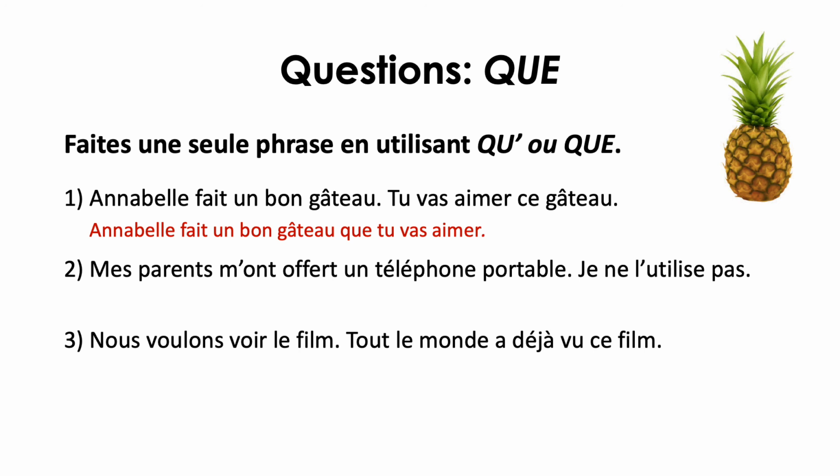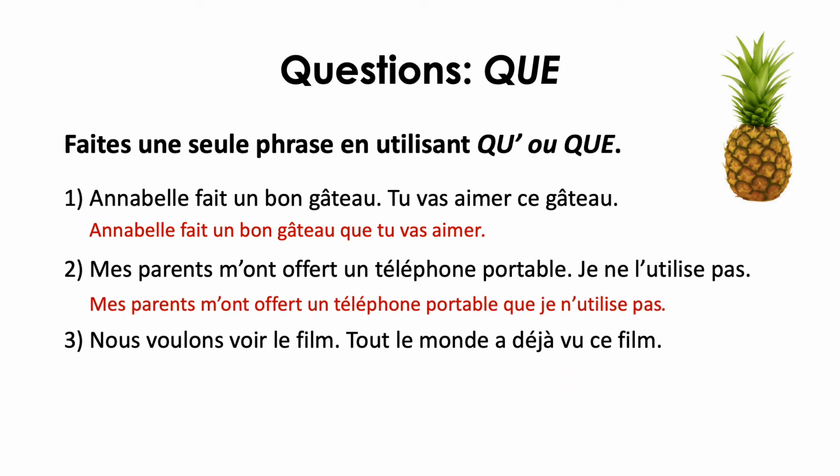All right, let's correct 2 and 3 now. So 2. Mes parents m'ont offert un téléphone portable. Je ne l'utilise pas. My parents have given me a mobile phone. I don't use it. Now, it here is the direct object. We're going to replace this with que. This is what it's going to look like. Mes parents m'ont offert un téléphone portable que je n'utilise pas. My parents have given me a mobile phone that I don't use.